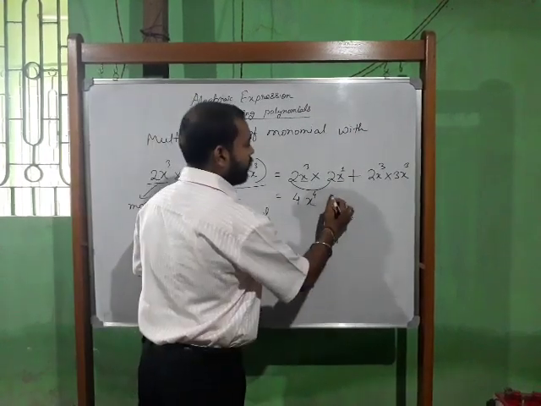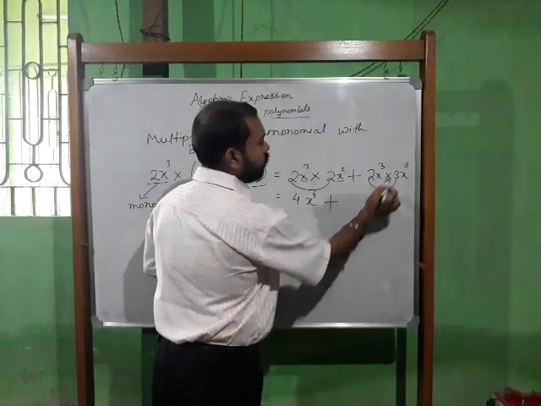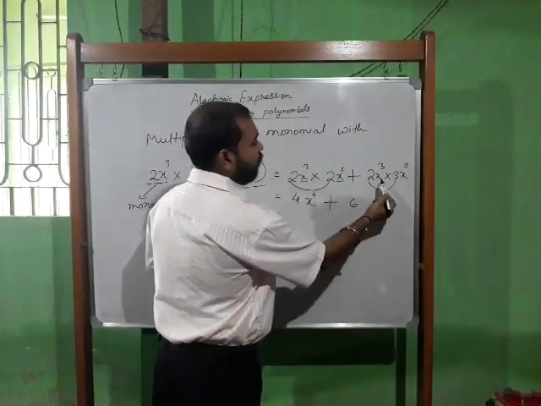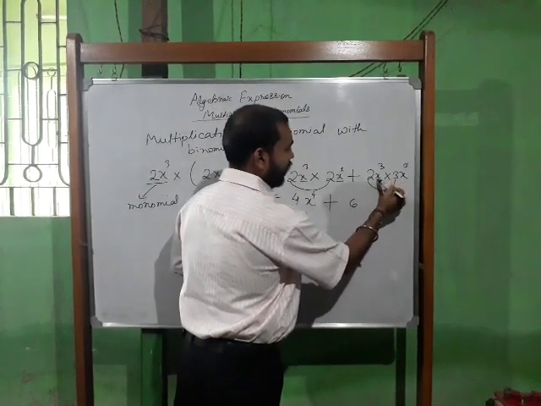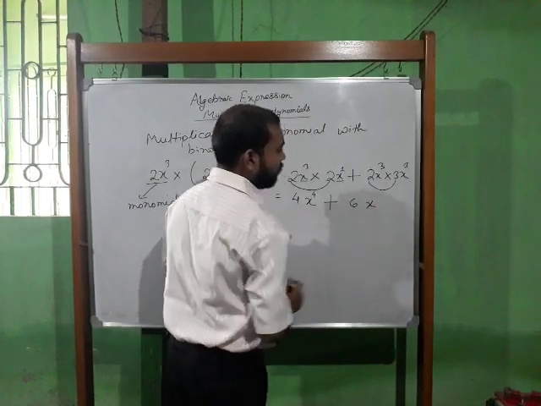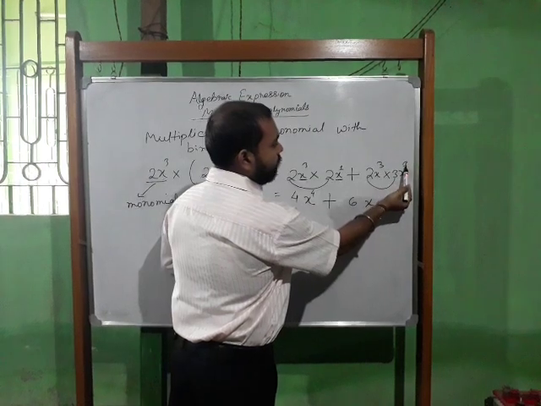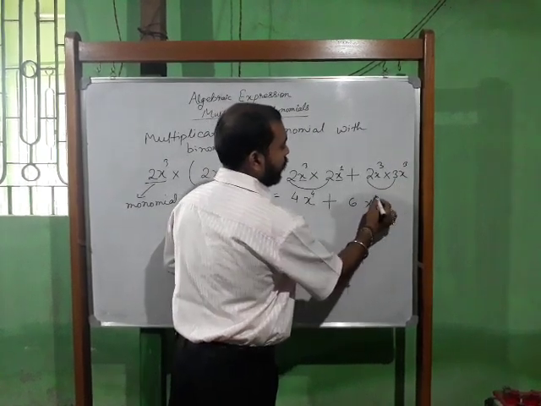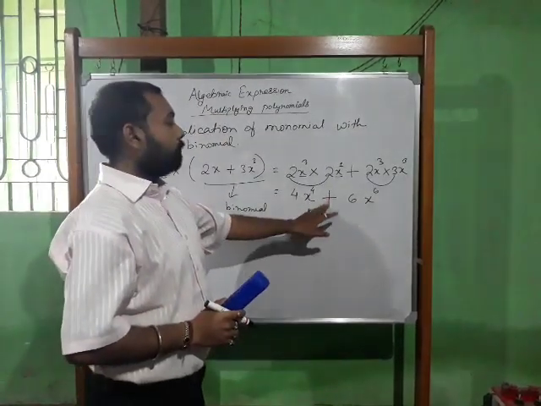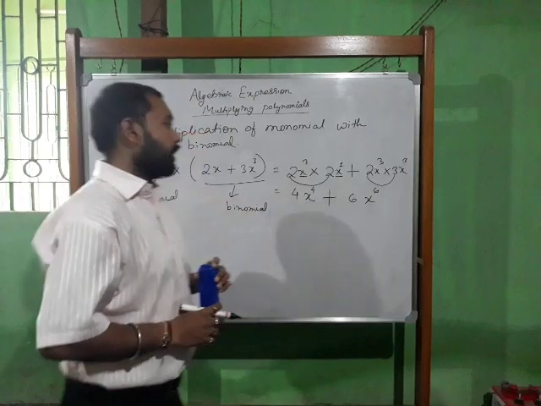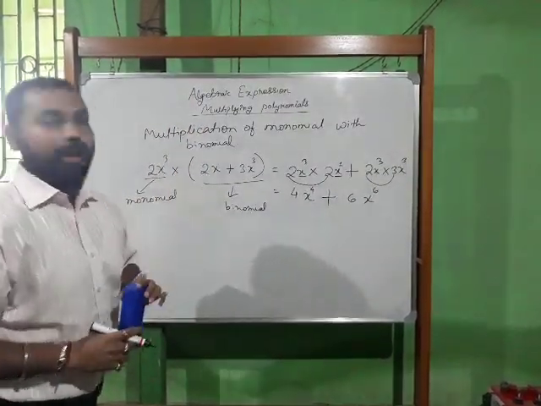Then here plus is there, so you write the plus sign. Again you multiply the coefficients. So 2 into 3 is 6. Now you see your base is x in both cases, so you write x. Use the exponent rule. Here the power is 3, and here the power is 3. So 3 plus 3 will be 6. So this is the answer: 4x to the power 4 plus 6x to the power 6. So in this way we can multiply a monomial with a binomial.